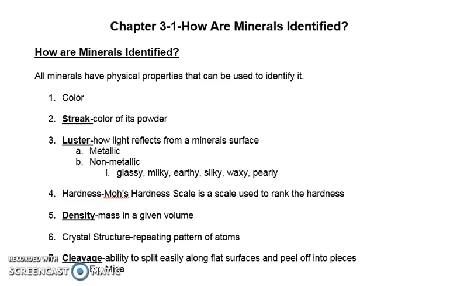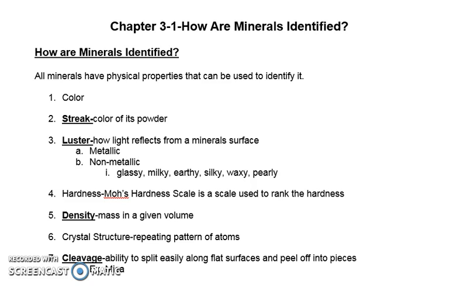3, luster. Luster is talking about how the light reflects off of the mineral surface, and we can divide the luster into two main things. We can divide it into either metallic luster, so it looks like metal, or non-metallic. So it's pretty easy. You look at it, and if it doesn't have a metallic look to it, you know it's non-metallic, and then of course non-metallic can then be subdivided into other luster, such as glassy. So it's non-metallic and looks kind of glassy, or milky, earthy, silky, waxy, pearly, to name a few of them.